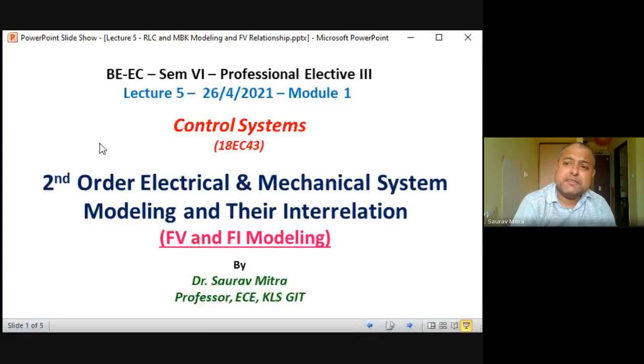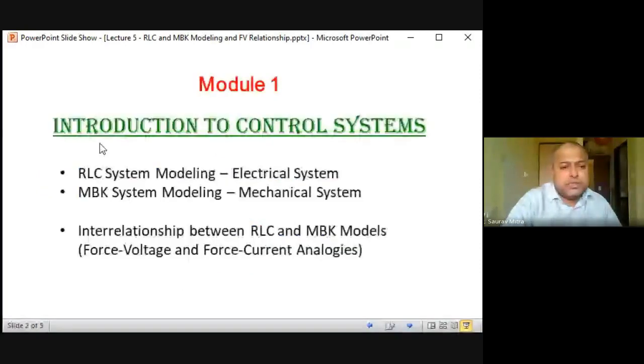So this lecture is very important. Every lecture is important, but these topics are very important. So try to understand, because whenever we see the unit step response of a second order system, it can be mechanical, it can be electrical likewise. Okay, so I'll be going forward. So these are the topics.